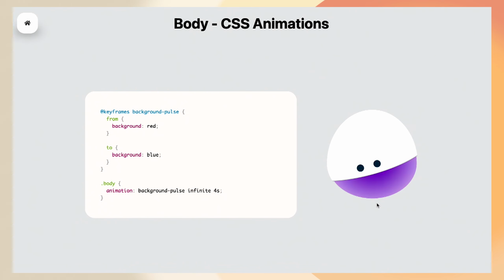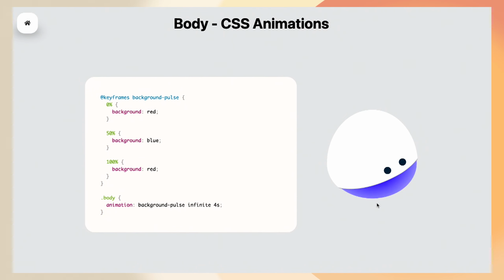Looks a little jarring, and that's because it actually jumps back from the end to the front. But we can fix that by using a slightly different syntax. You can specify keyframes using percentages. We can basically insert an extra frame in the middle. So we move from red to blue and then back to red. And that will give us a smooth animation.